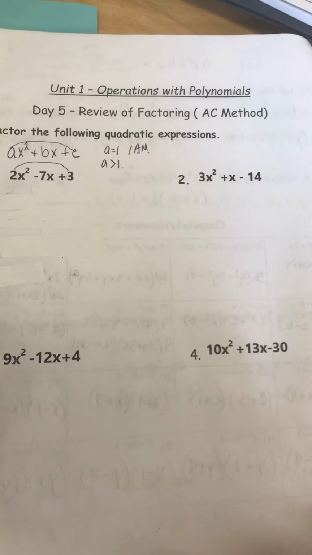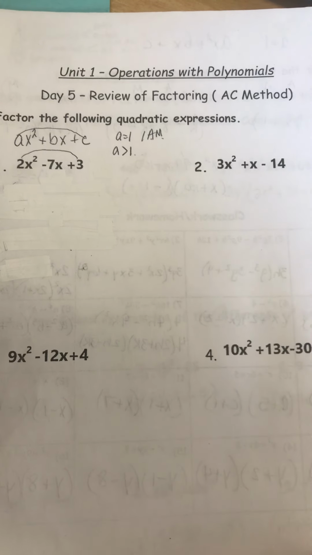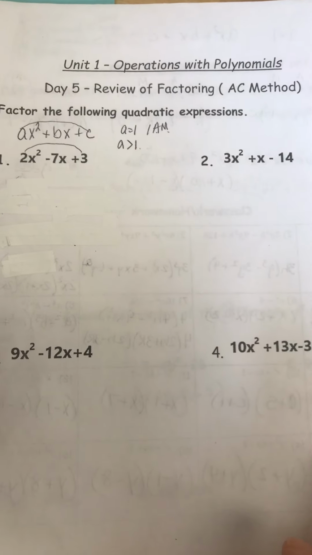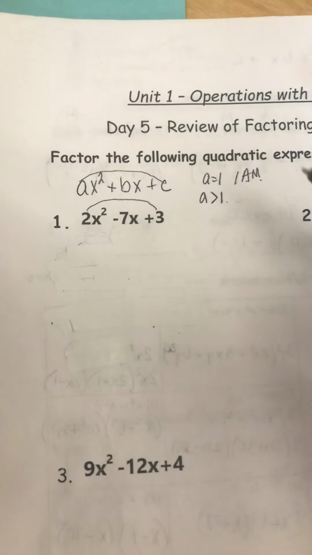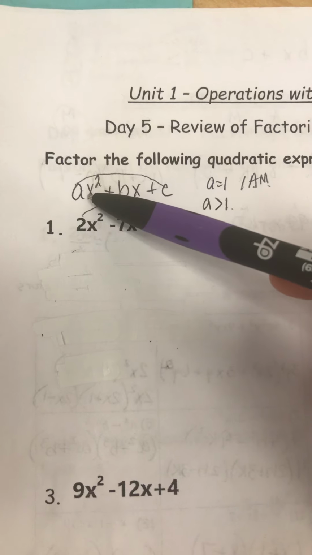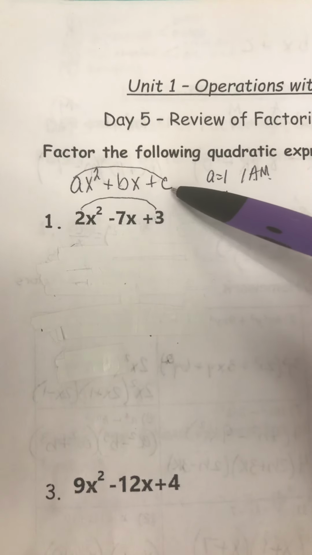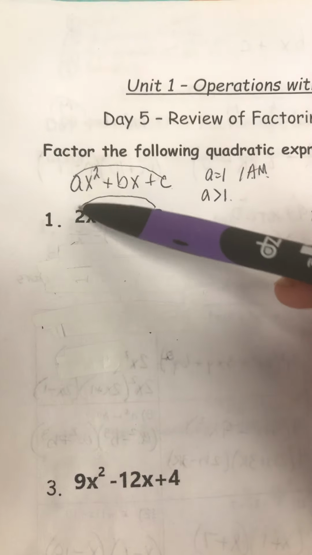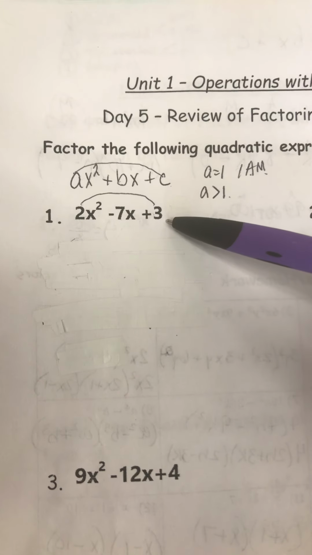Okay, so we're going to do a review of factoring with the AC method. What does AC method mean? It means a trinomial in standard form would be in the form of ax squared plus bx plus c, where a is 2, c is 3.